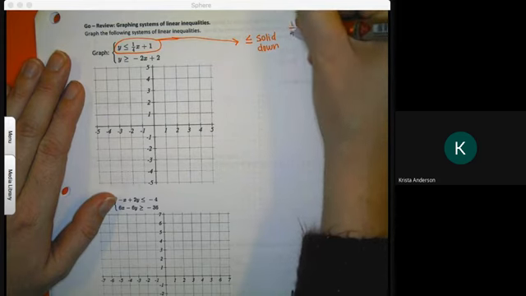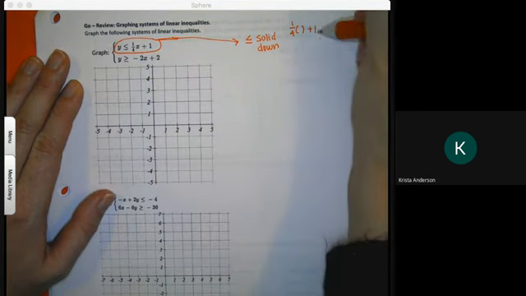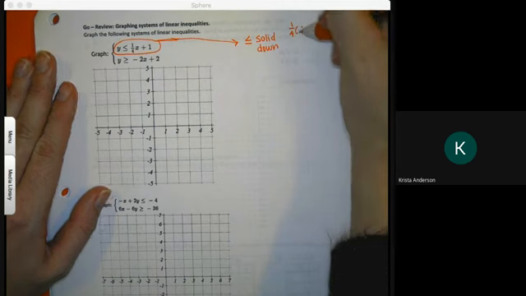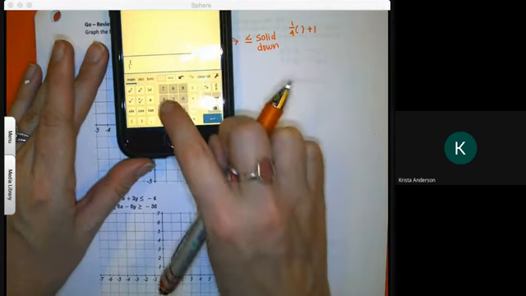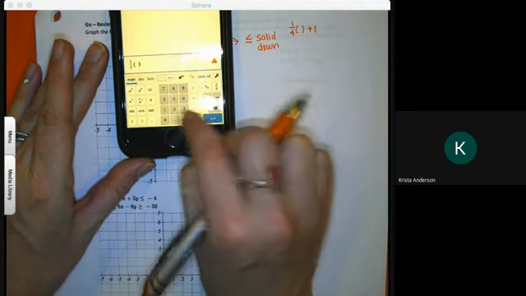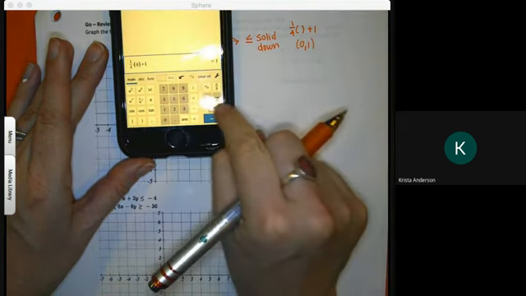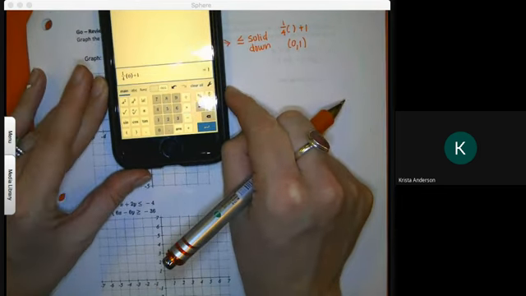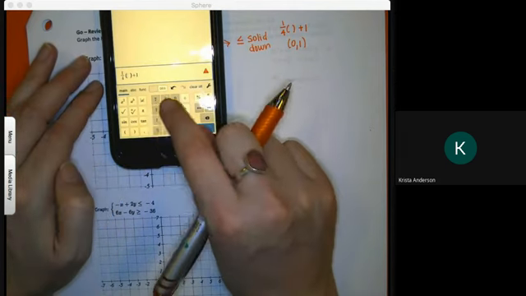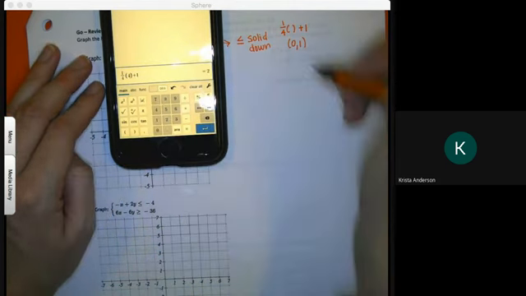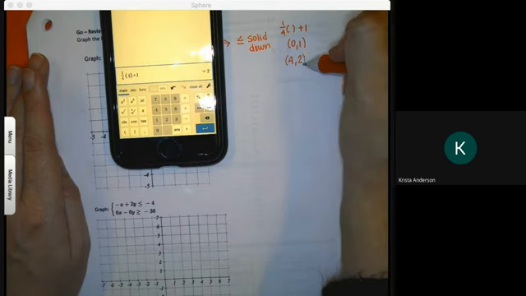My equation is 1/4 x plus 1. I will substitute values in. If I plug a 0 in, the fraction will go away. Then I'm going to plug a 4 in because I have a 4 in the denominator, which will give me 1 plus 1 is 2. When I plug a 4 in, my output is a 2.